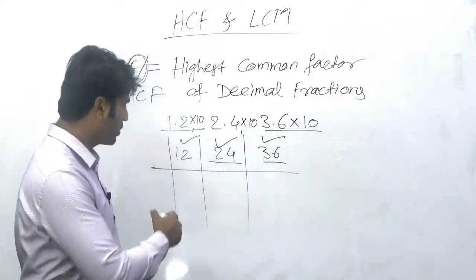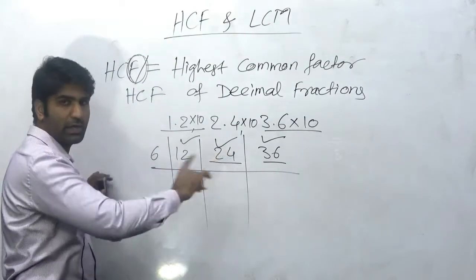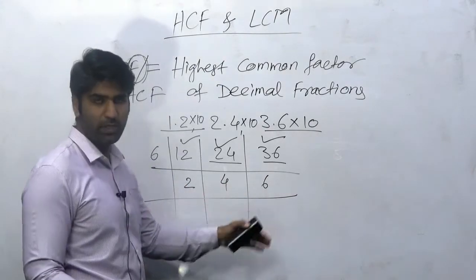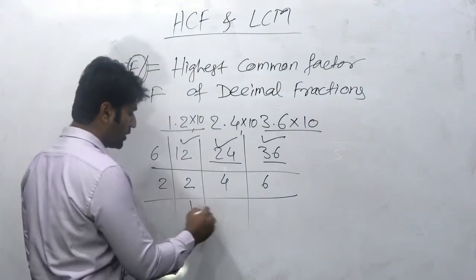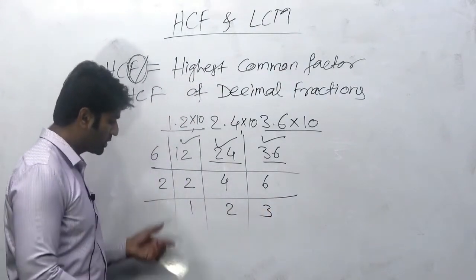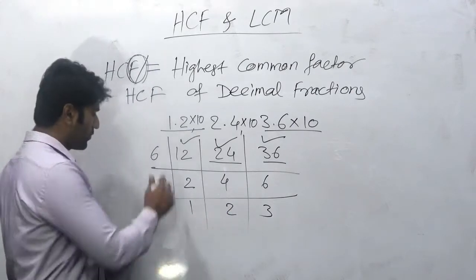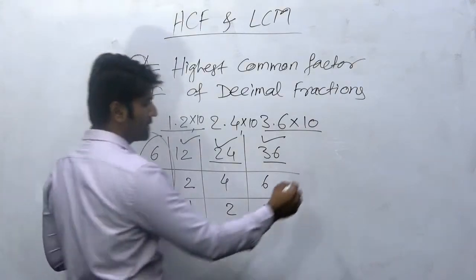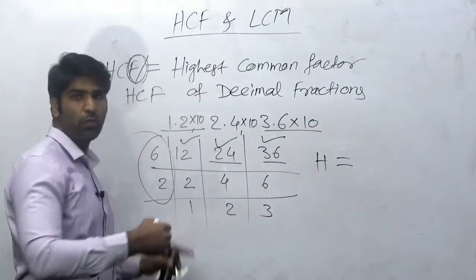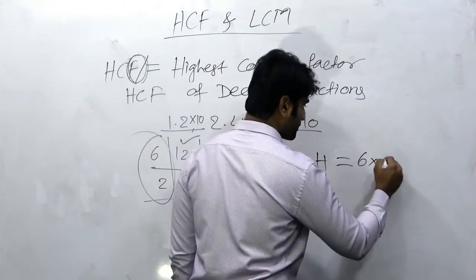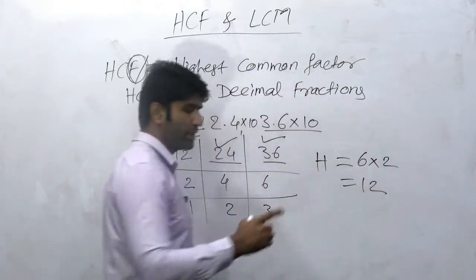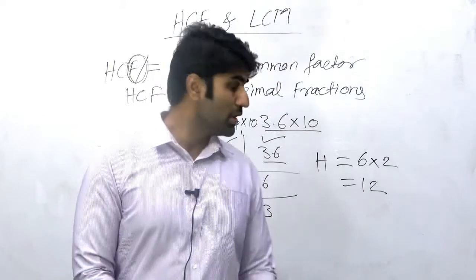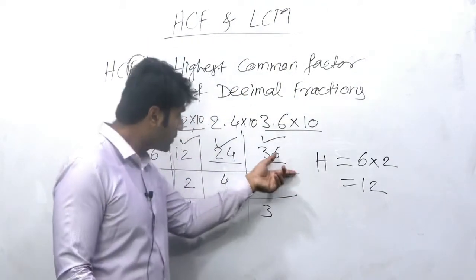Or you can solve like this: with the help of 6 we can divide all the numbers. So 2, 4 and 6. Again we can divide by 2, giving 1, 2 and 3. Now there is no number which can divide all of these. Therefore the common factors are 6 and 2, and the HCF is the multiplication of these common factors. 6 into 2 is equal to 12. So HCF is 12.